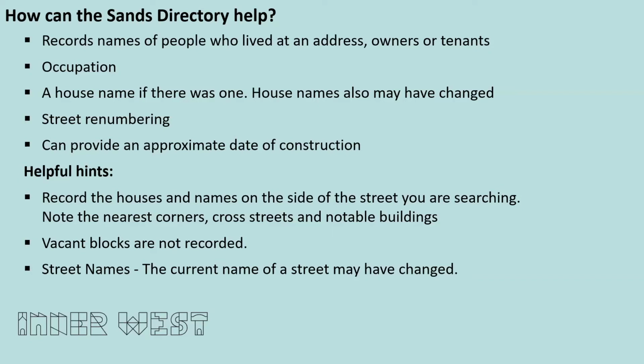How can the Sands Directory help? It records names of people who lived at an address, owners or tenants, occupation, and a house name, if there was one. House names also may have changed over time. Street renumbering. It can also provide an approximate date of construction.